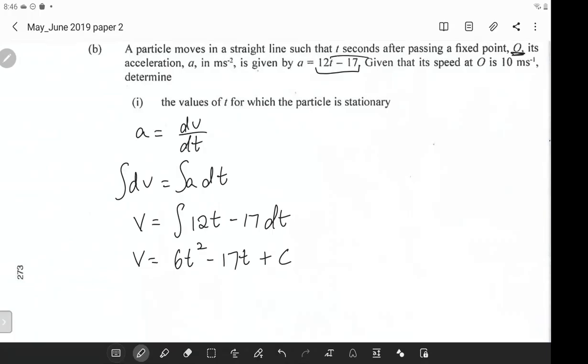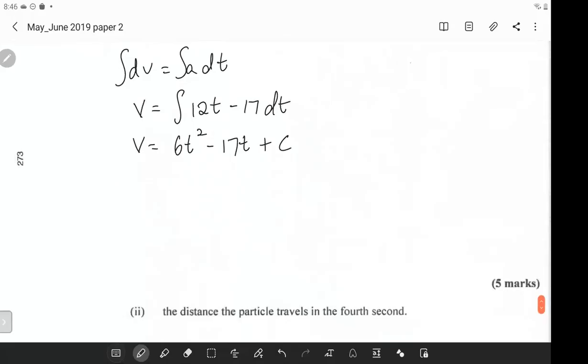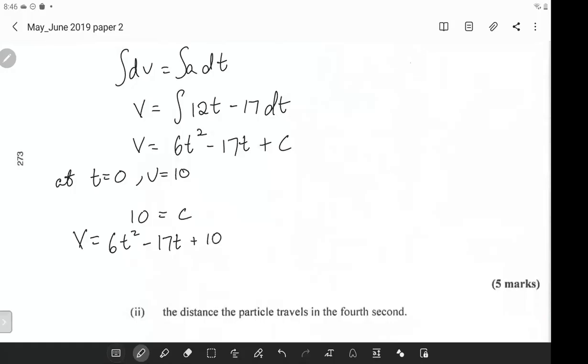So t seconds after passing the origin. That means after it passes the origin, we start timing, so that at time equals 0, v is 10. So at t equals 0, v equals 10. So we have 10 is equal to 6 times 0 minus 17 times 0 plus c, so we just end up with c. So c is 10. So the velocity is given by 6t squared minus 17t plus 10.